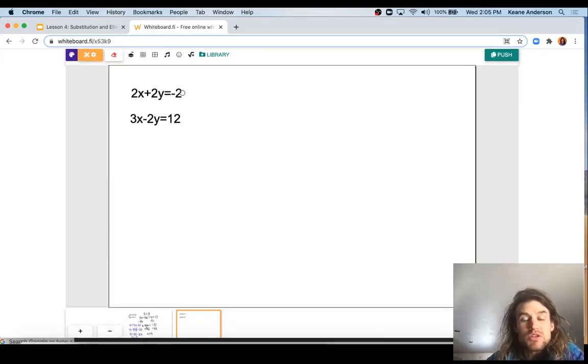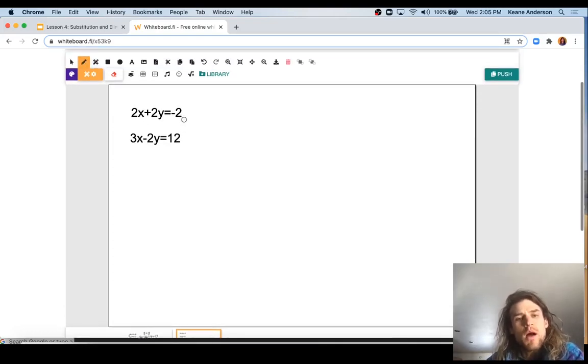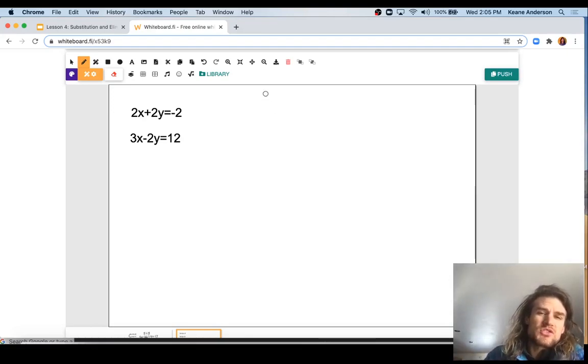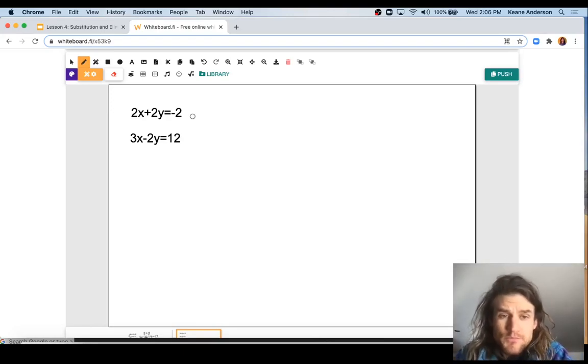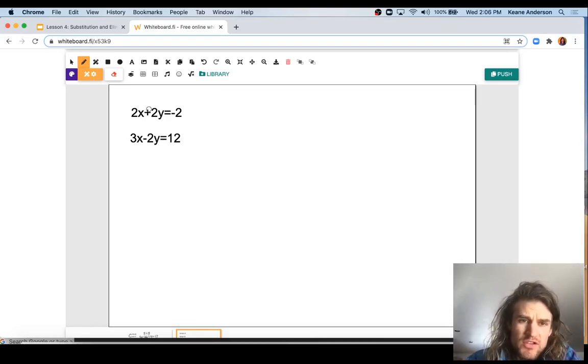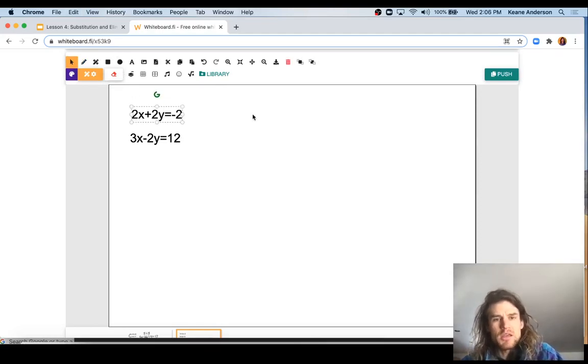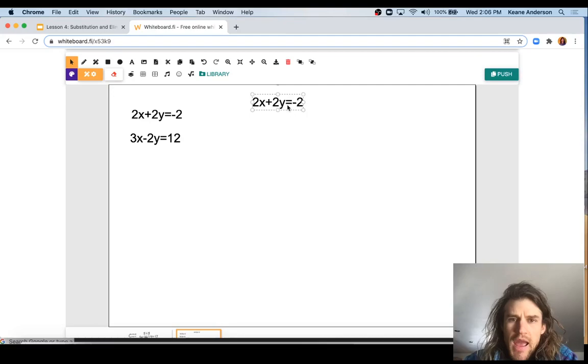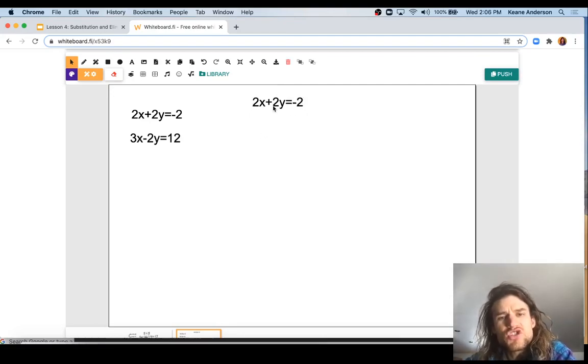I happen to have created a slide for this earlier. Here it is, 2x plus 2y equals negative 2. Here's 3x minus 2y equals 12. This is a little bit trickier because we can't just straight up start with that y equals y, right? We're going to have to manipulate some things around before we do that. So one option is to start with this equation here. Let me copy this one and paste it. And we can just solve for y in this equation, right?